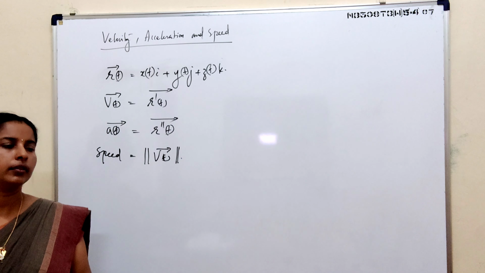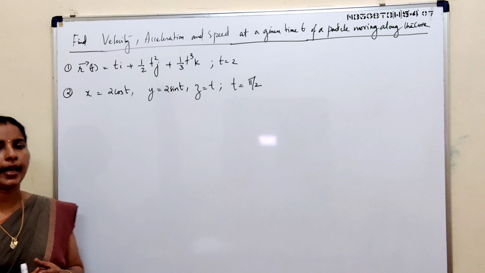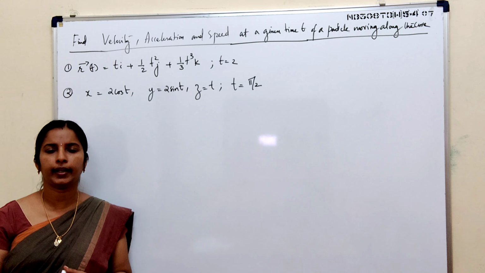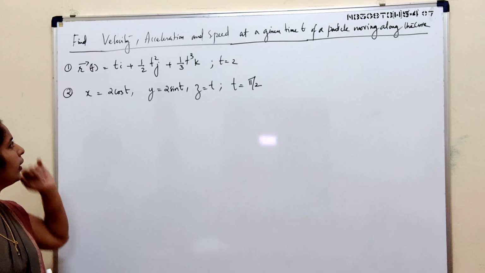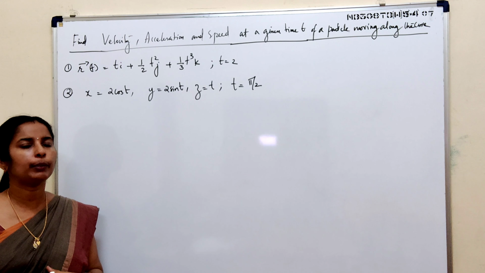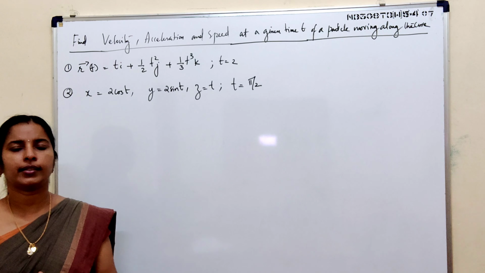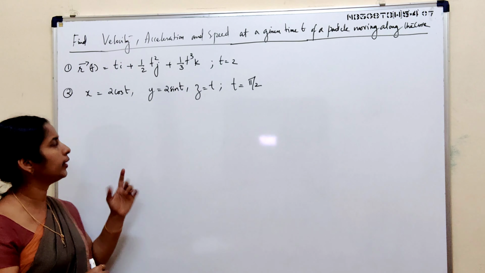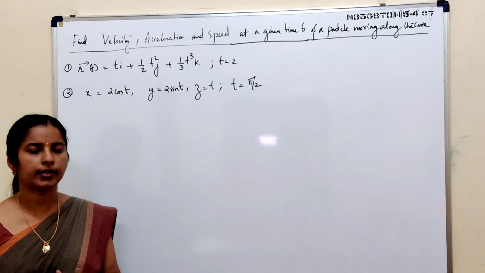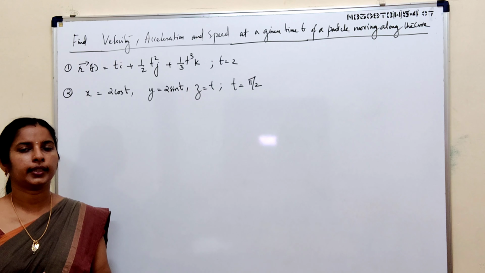Next, we have to do some problems. We have to find velocity, acceleration and speed at a given time t of a particle moving along the curve. Number 1, r(t) = ti + (1/2)t²j + (1/3)t³k when t equals 2. In the first question, the particle is moving along the given curve. We have to find its velocity, acceleration and speed when time is 2 seconds.